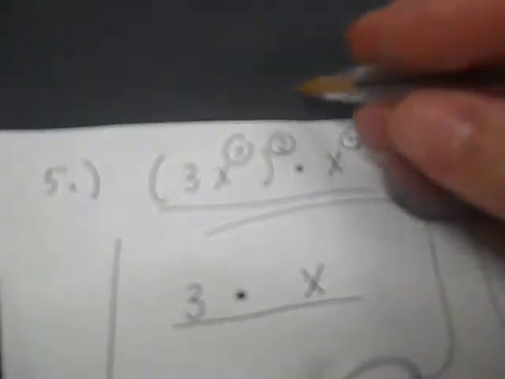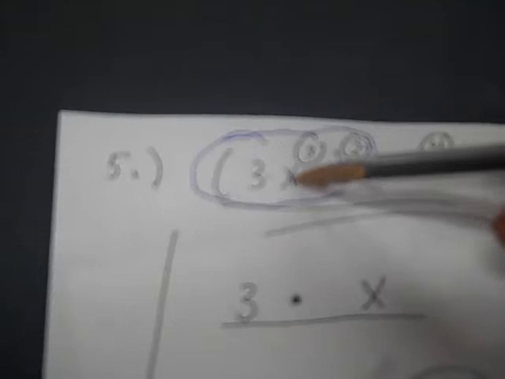Okay, number 5. Again, we want to circle the parentheses. So any power that comes out of here, before I write it down, it has to be multiplied by 2. There's a 2 right there. My only factors are 3 and x. Now, there is another x here, but I already wrote that down.